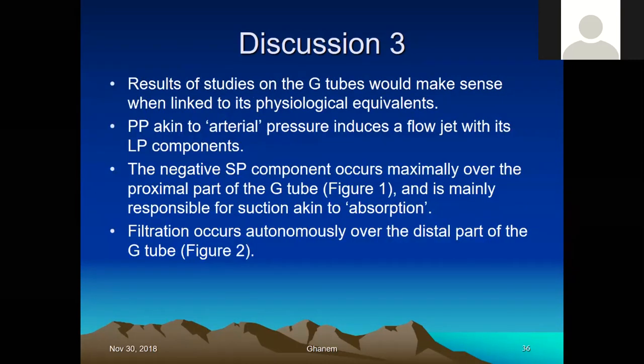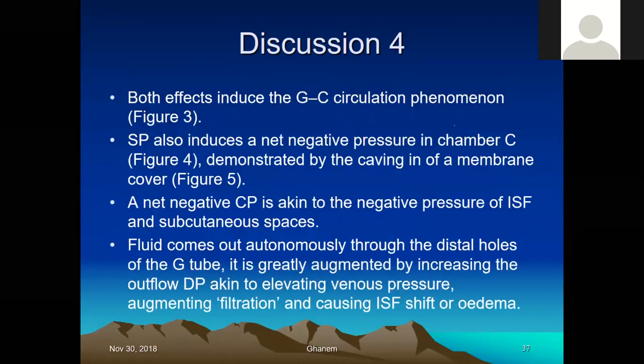Proximal pressure is akin to arterial pressure, and induces a flow jet with its lumen pressure component. The negative side pressure component occurs maximally over the proximal part of the G-tube and is mainly responsible for suction akin to absorption. Filtration occurs autonomously over the distal part of the G-tube, as shown in figure 2. Both effects induce the GC circulation phenomenon shown in figure 3.